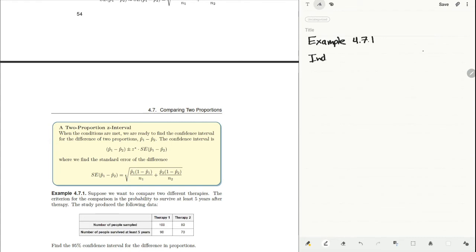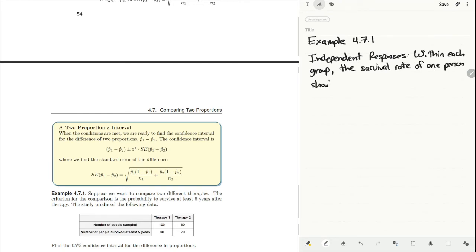So first we have the independent responses. And so within each group, the survival rate of one person should not affect the survival rate of other people.